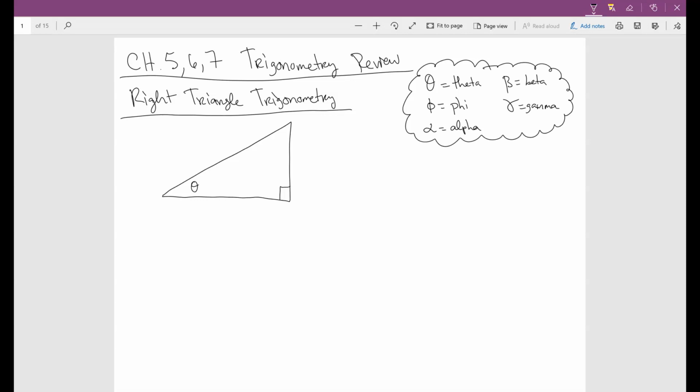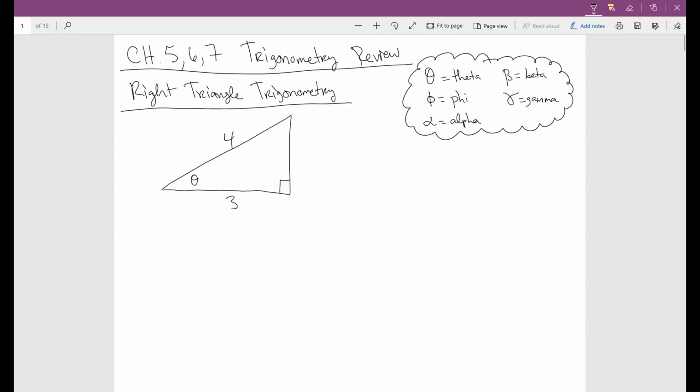One of the things that you want to be able to do is figure out all the trigonometric functions. For example, if I say that this is 3 and this is 4, then we can try to figure out the sine, cosine, tangent, cosecant, secant, and cotangent. That's what we want to do. What would be the sine of theta? The cosine of theta? The tangent of theta? The cosecant of theta, the secant of theta, and the cotangent of theta? That's what we want to be able to solve.